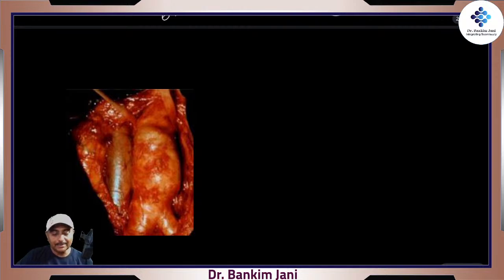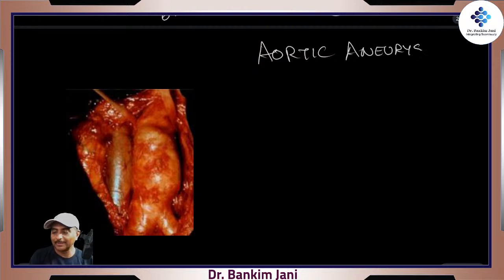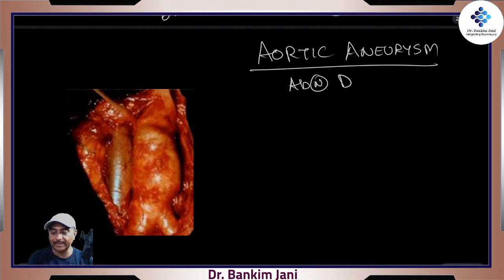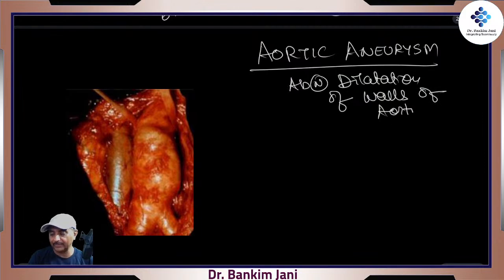I have put this image here because one of the emails asked how an aneurysm looks. This is the aortic aneurysm. An aneurysm is abnormal dilatation of the walls of the aorta, or any blood vessel. Here we are talking about the aorta, but otherwise it can occur in other arteries also.